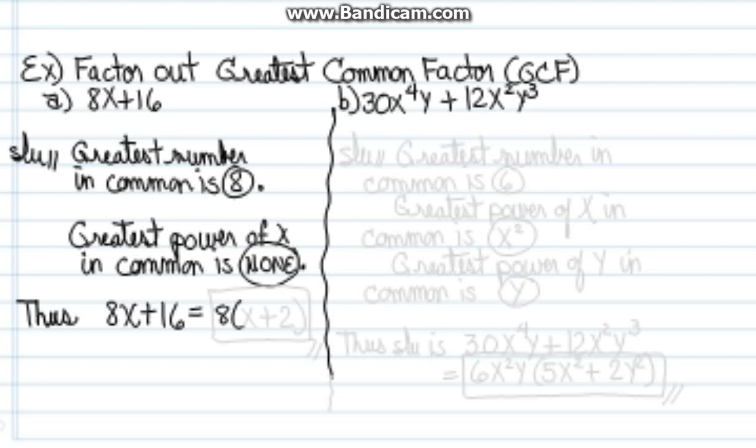Thus, our 8x plus 16 is equal to pulling out the greatest number, 8, and it leaves, well, let's see, what do we have to multiply 8 by to get the 8x? We have to multiply it by x. And what do we have to multiply the 8 by to get the 16? A positive 2. Close your parenthesis, and you're finished.